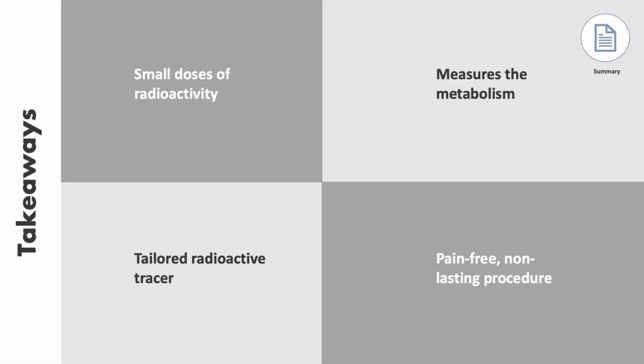In my opinion, these are the 4 most important facts about PET scans that I want you to remember. A PET scanner uses small doses of radioactivity to detect diseases. A unique feature of PET is measuring the metabolism of cells in the body. The radioactive tracer is tailored depending on what the doctors are scanning for. The procedure is pain-free and non-lasting, so after the scan, you are good to go.